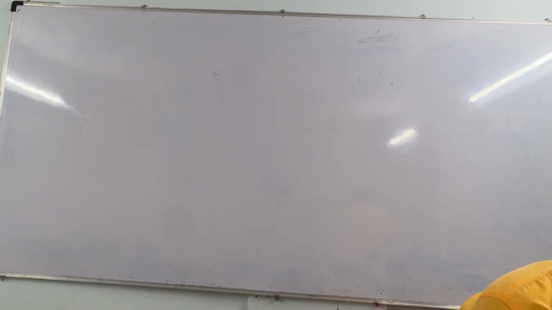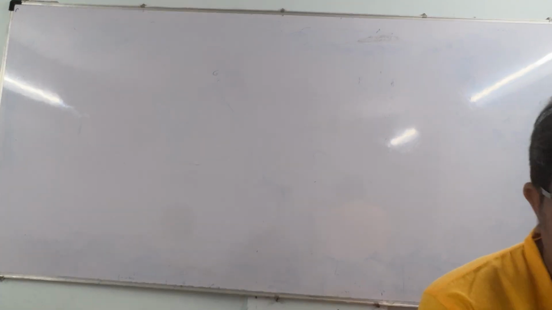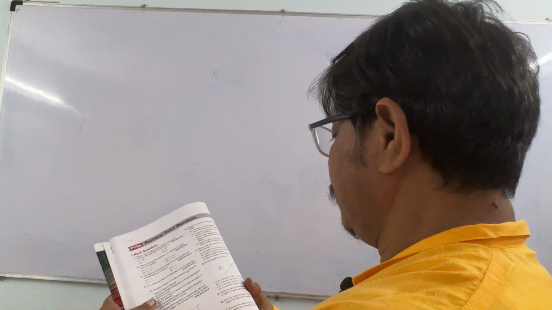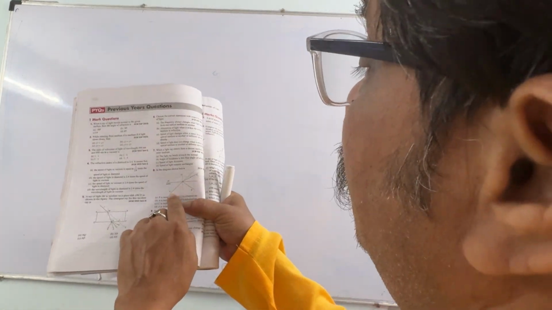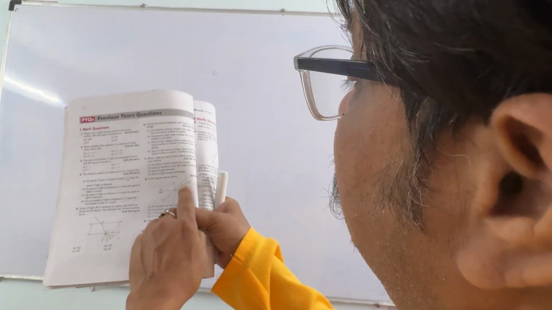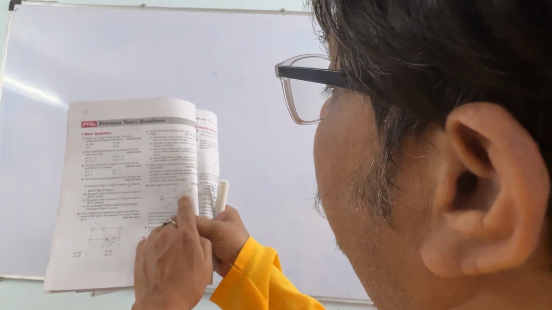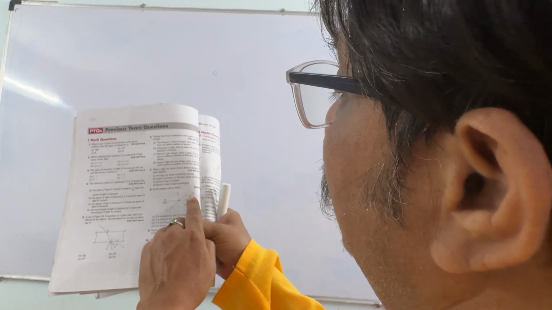AB is the incident ray and C is the refracted ray. What diagram have they made? Air and water. Okay, so a very simple question. See, I will show in the book. You can see this is the question. When light is coming from this, it is bending. So when light travels from denser to rarer medium, it bends away from the normal.